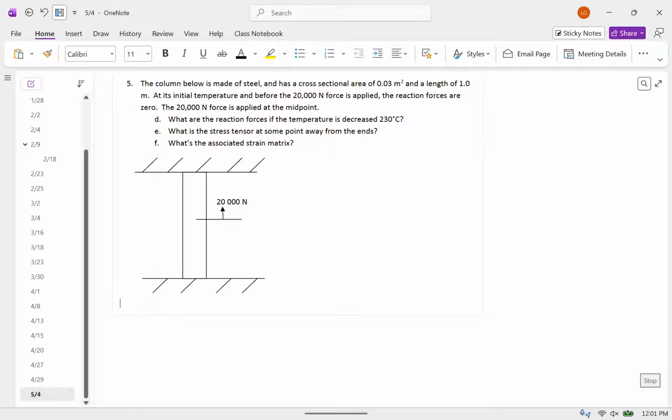So at its initial temperature and before the 20,000 Newton force is applied, the reactions are 0. Okay, so that's something we usually take as given. That's just saying if you didn't have that force and at the starting temperature, there's no preloading of this thing.